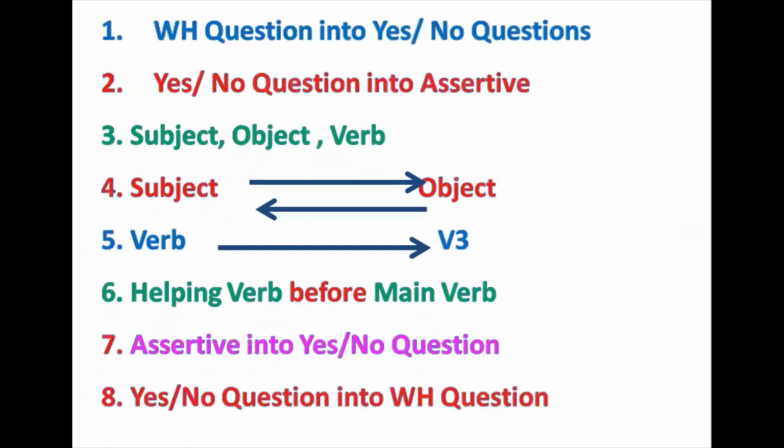To write WH questions, we just need to add two more steps. What are they? First, the WH question to be changed into yes or no question, and all these steps are the same, 2 to 7, and the last step is again yes or no question to be changed into WH question.